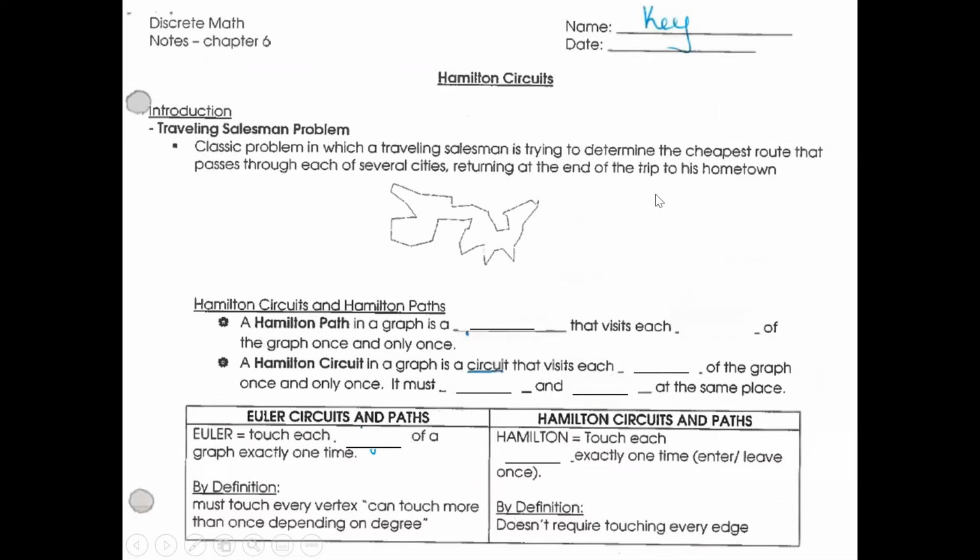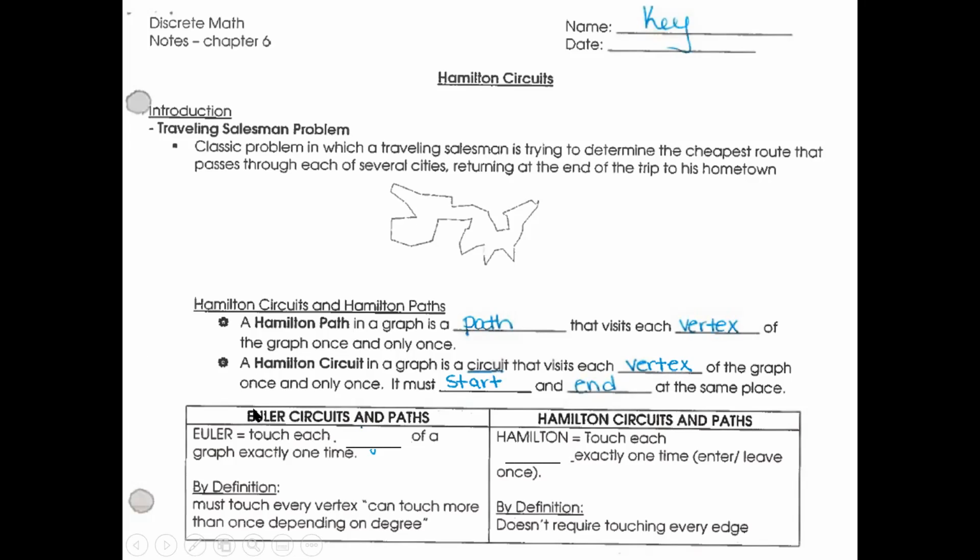A Hamilton's path, similar to an Euler's path, instead of going through each of the edges and making sure that you only go through the edges once, a Hamilton's path in a graph is a path that visits each of the dots or vertex of the graph once and only once. And similarly to a Euler's circuit, a Hamilton's circuit is a circuit that visits each vertex of the graph once and only once. However, it must start and end at the same point.